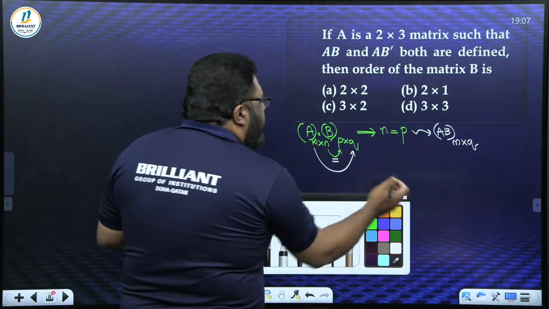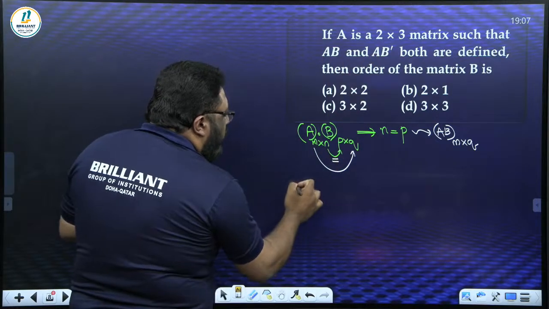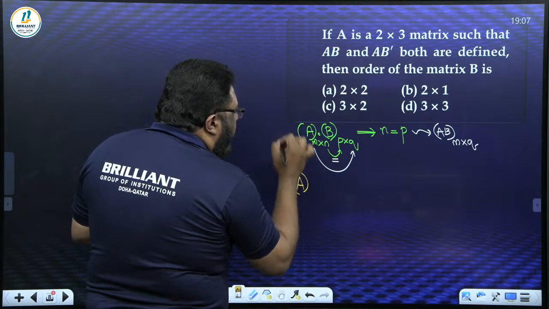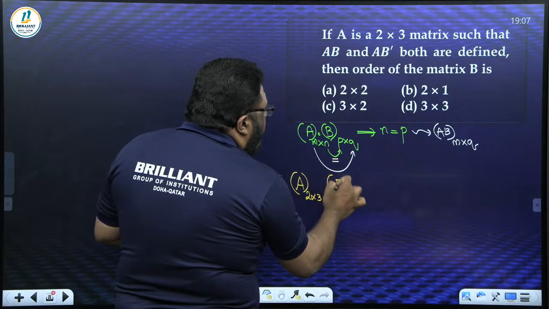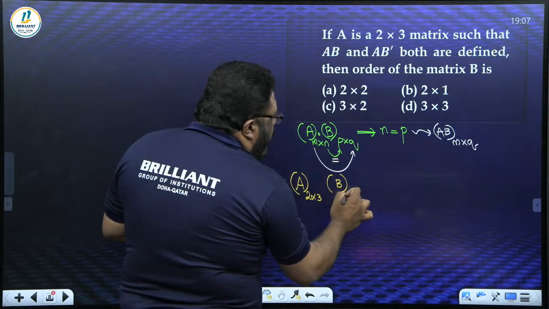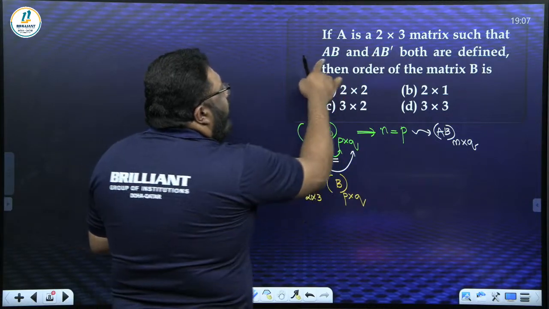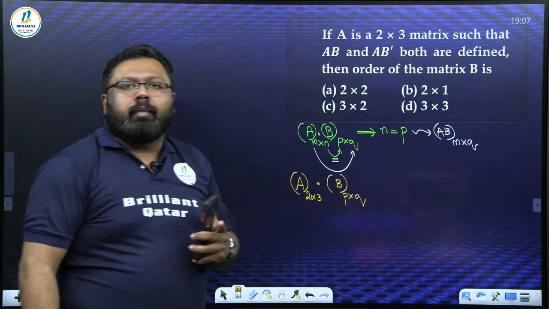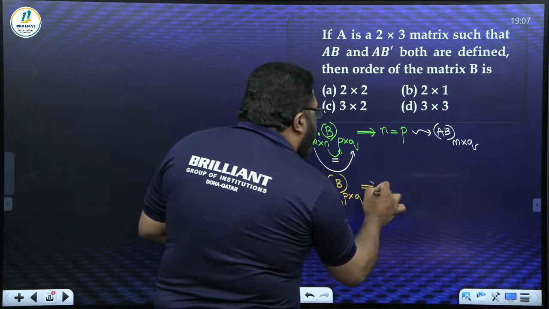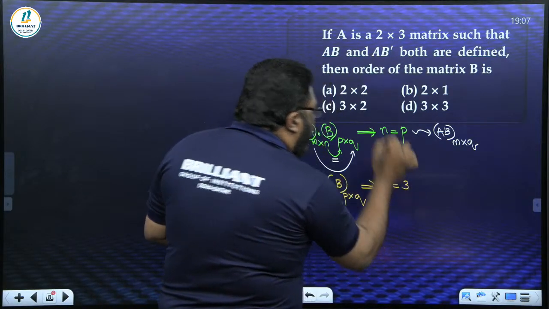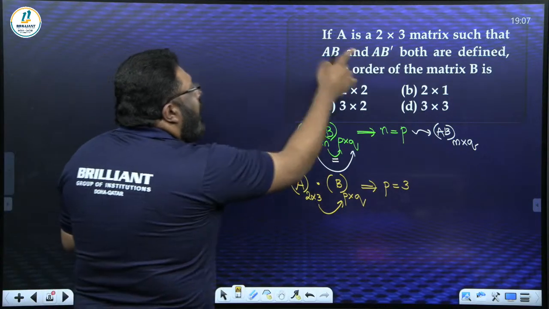Now the question here says that both AB and AB dash are defined. So A is a matrix of order 2 by 3, and I don't know the order of matrix B. So let me say it is p by q. According to the rule, if the product AB is defined, the necessary condition says that p should be 3. Correct? AB is defined.